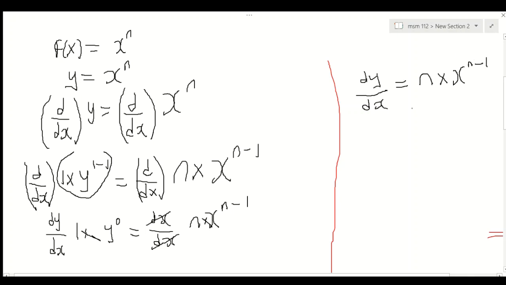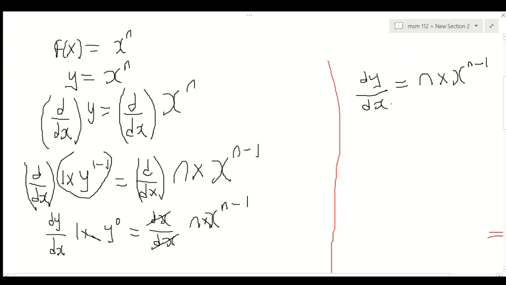So this is the power rule. Make sure you take note of this. It will help you when you start doing implicit derivatives. You should know what happens when you differentiate something with respect to x and the variable you are differentiating isn't x.